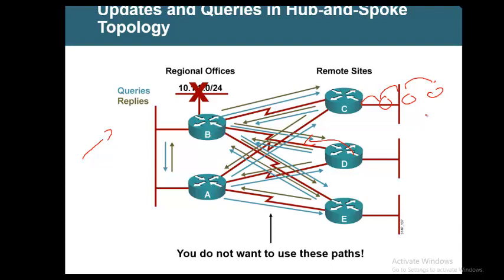So unnecessary queries which are not possible will not be sent. See, for C, providing a route to reach that regional office is not possible, but B is querying, and that is where the problem started. Another place where the problem started is that C is not responding to B, instead it is forwarding the queries to downstream.